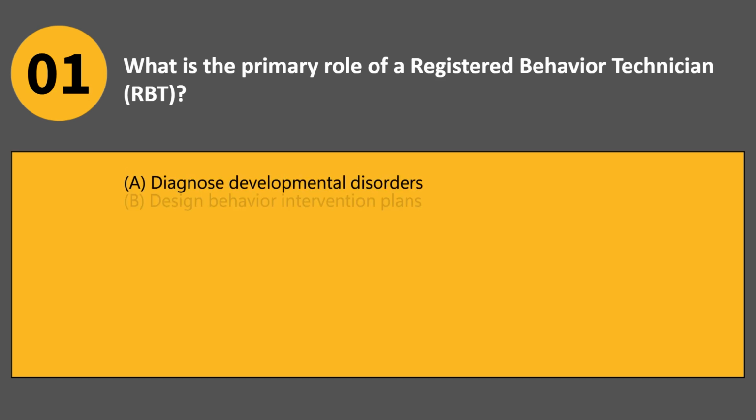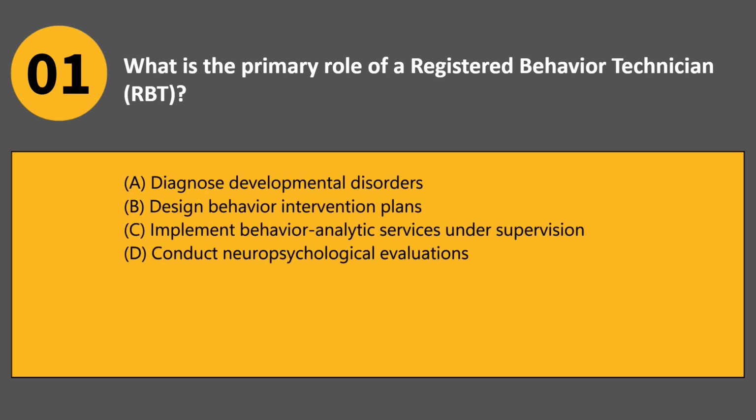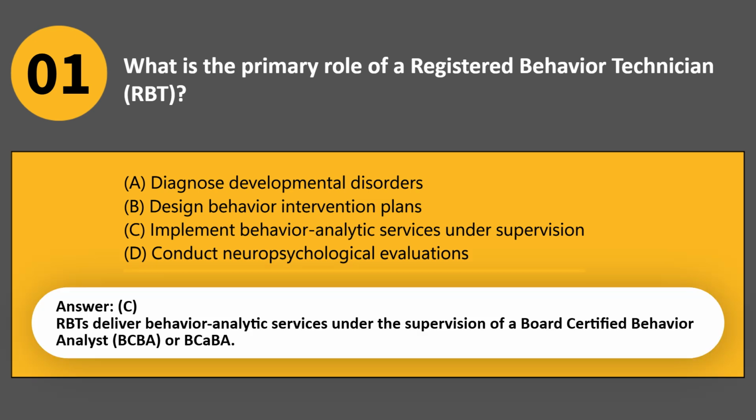What is the primary role of a registered behavior technician, RBT? A. Diagnose developmental disorders. B. Design behavior intervention plans. C. Implement behavior analytics services under supervision. D. Conduct neuropsychological evaluations. Answer: C. RBTs deliver behavior analytics services under the supervision of a board-certified behavior analyst, BCBA.